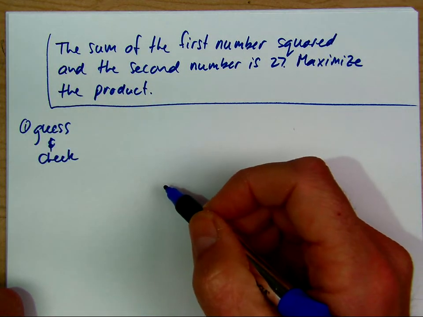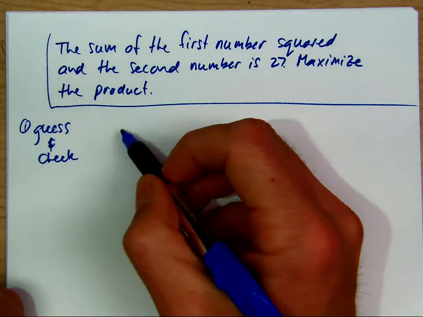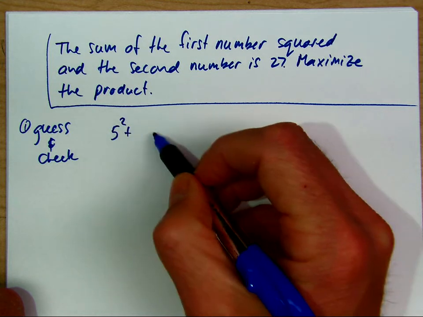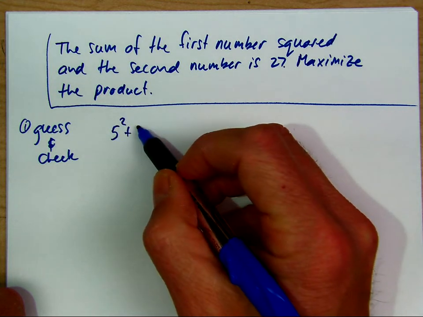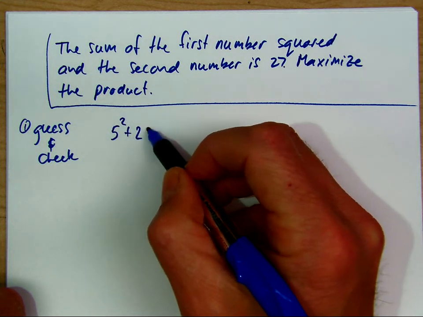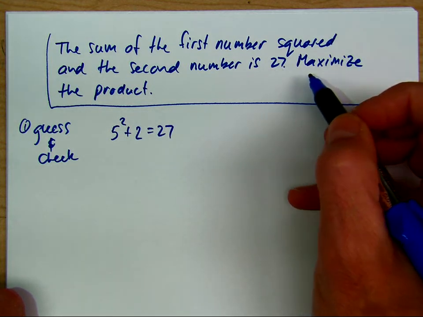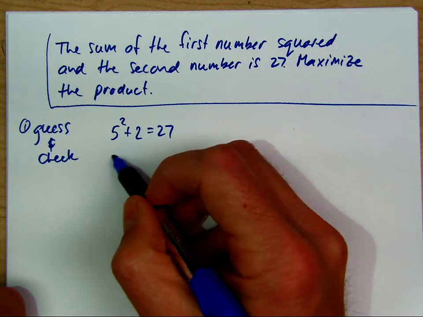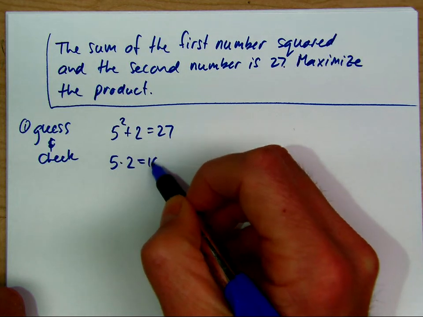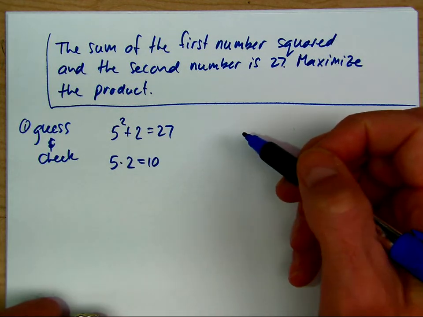Okay, let's just try 5 squared plus, that'll be 25 plus 2. We know that this has to happen, so that's the constraint. We want to maximize the product. So now we find the product of 5 and 2, and we get 10. And now we can just start adjusting.